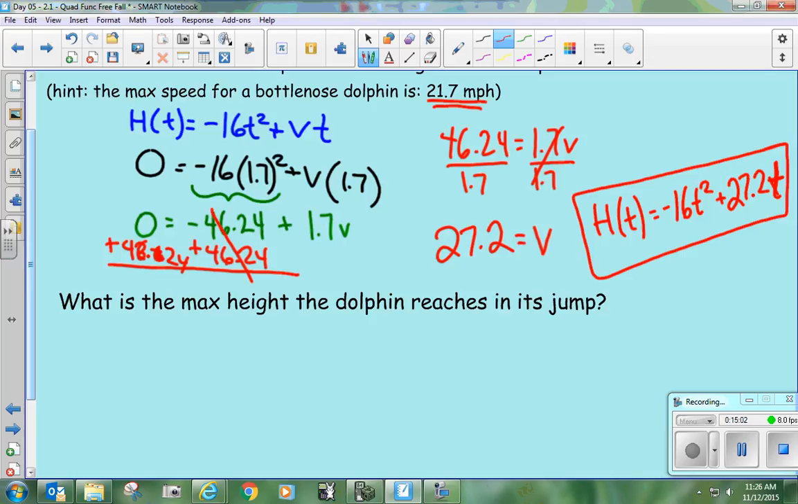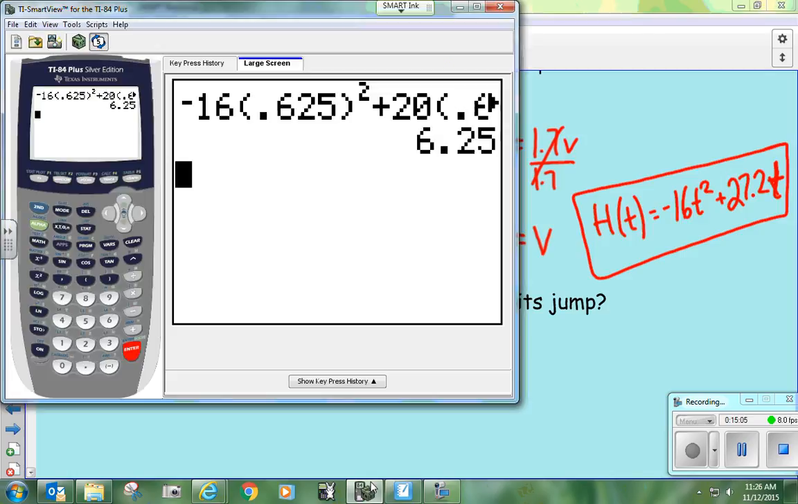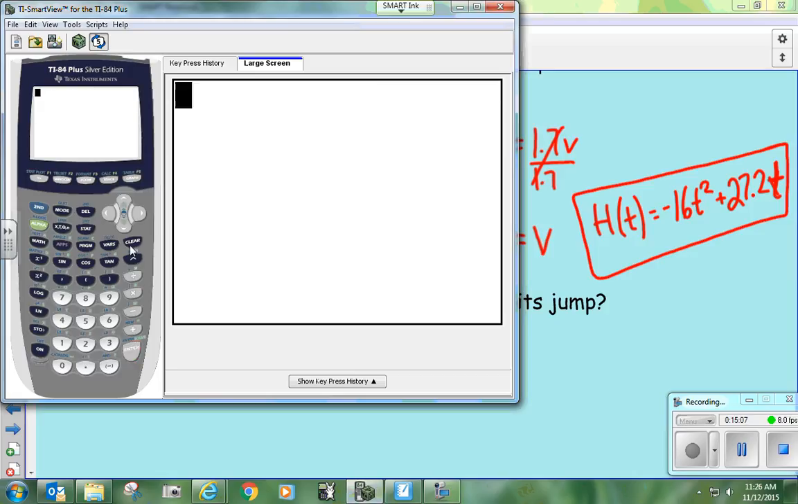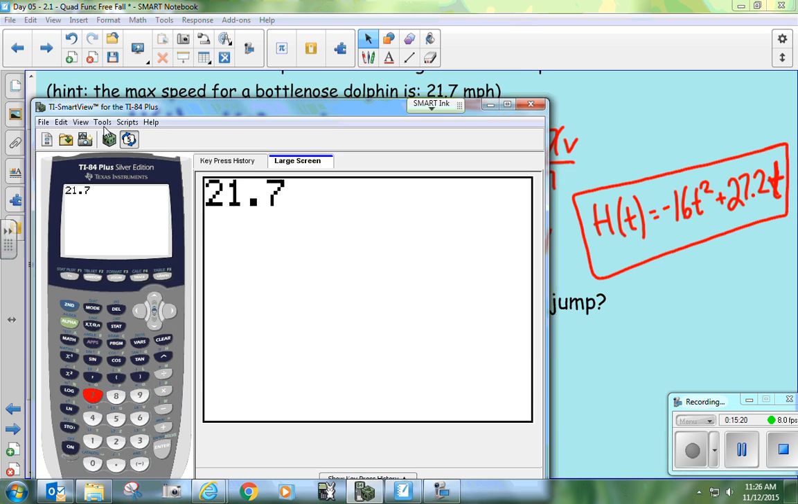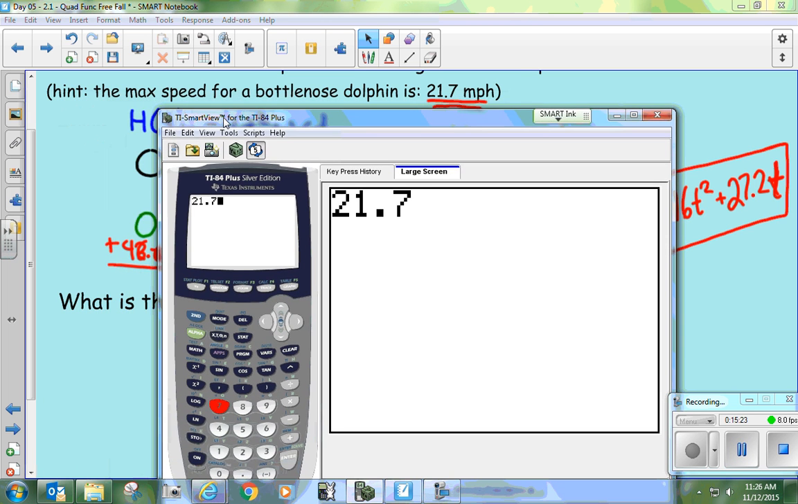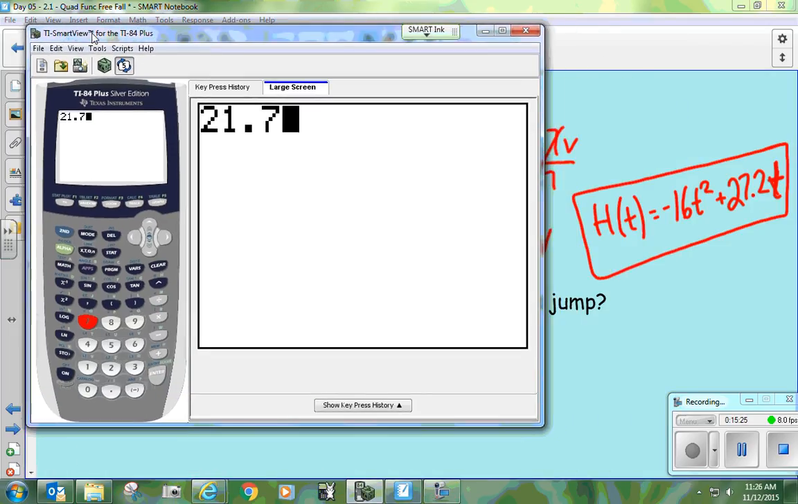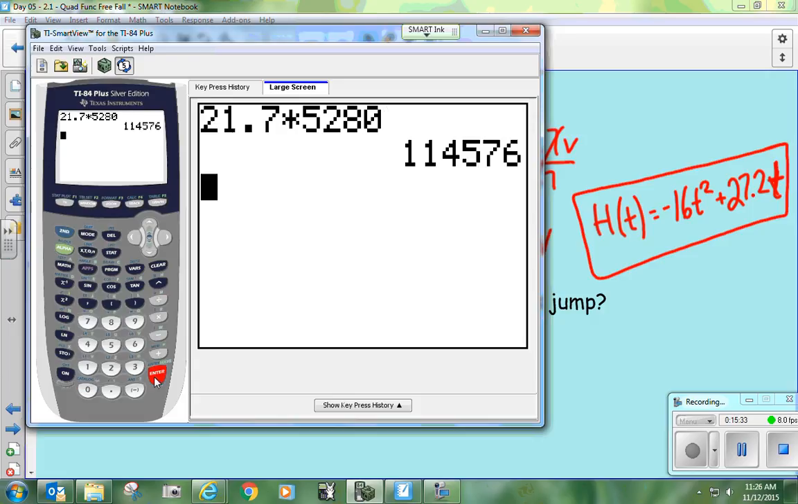Now, how can I figure out what the max speed is in feet per second for a regular bottlenose dolphin? Well, it's 21.7 miles per hour, right there underlined in red. Well, there are 5,280 feet per mile. So if I go 21.7 miles, that's actually 114,576 feet. Now that's the distance I'm going per hour. I want it per second.